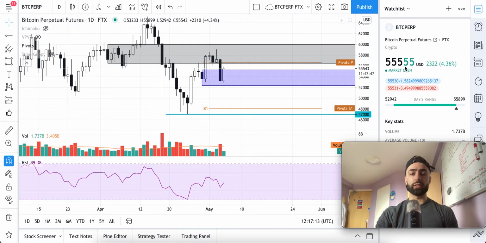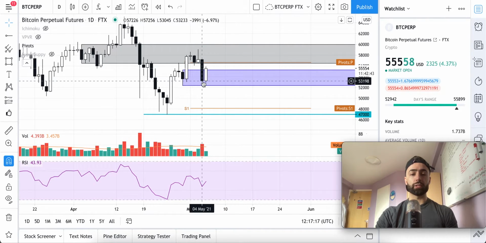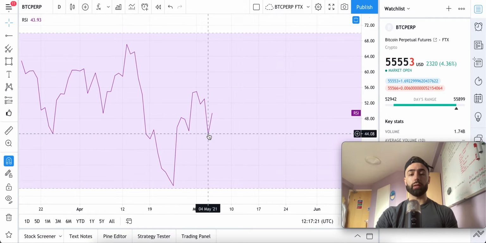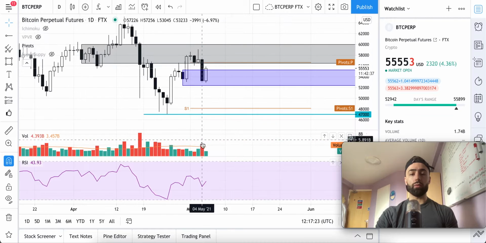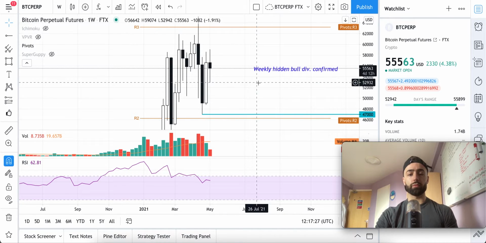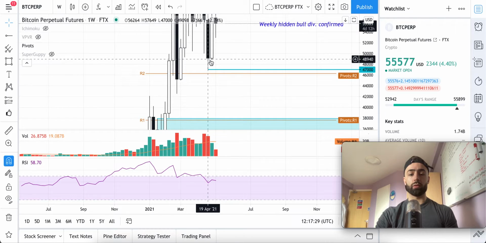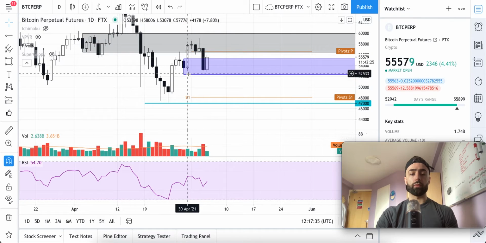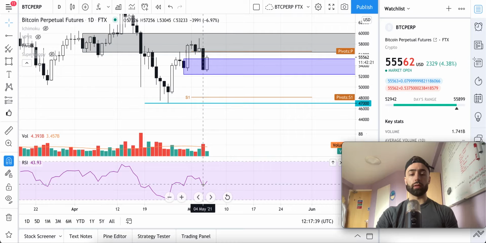So you can see price is appreciating as we're talking here, and it's potentially forming another hidden bullish divergence. So now we have the hidden bullish divergence on the weekly time frame that's already confirmed with our higher low in price and lower low in the RSI. And then if we go to the daily time frame, we have the same exact thing with a potential higher low in price and a lower low on the RSI.